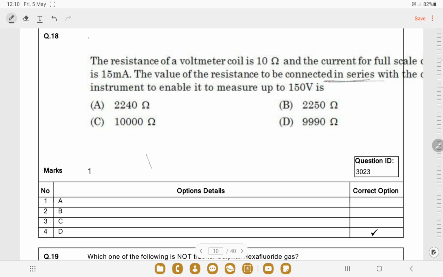So the formula here we can directly write it. The value of the resistance will be equal to the resistance already given into M, where M is the multiplication factor, minus 1. So we have R, the resistance, given here as 10.